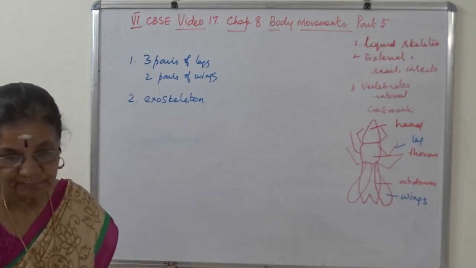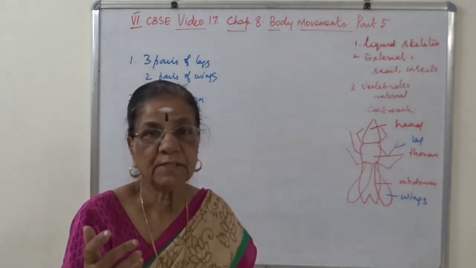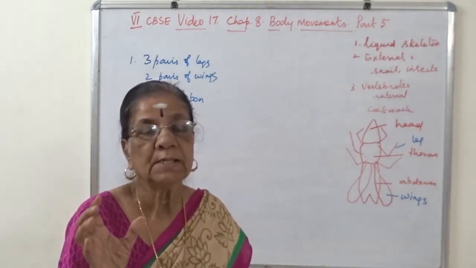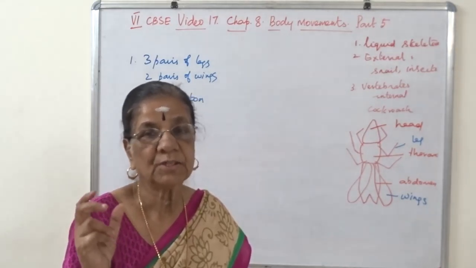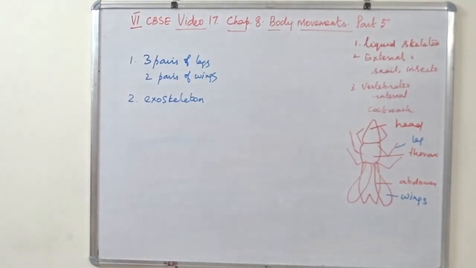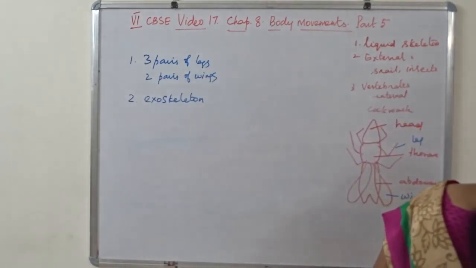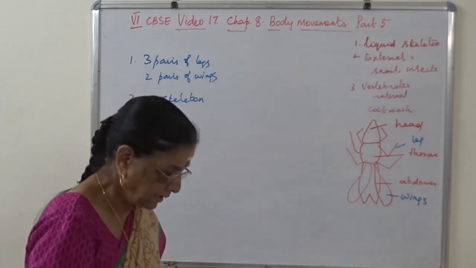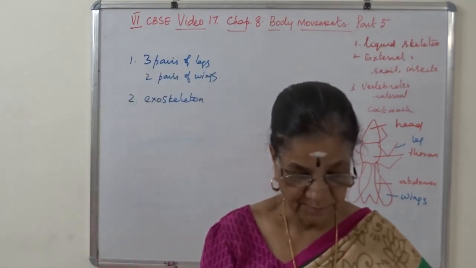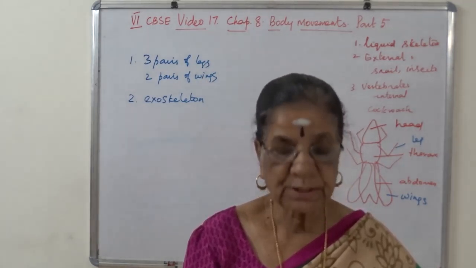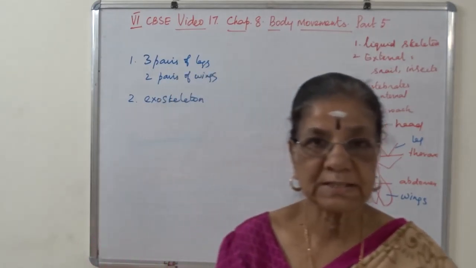The whole body is divided into head, thorax and abdomen. In the thorax portion, three pairs of legs and two pairs of wings are present, meant for locomotion. I hope you are listening. The cockroach is another invertebrate that has an external skeleton. It is an insect with three pairs of legs and two pairs of wings attached to its chest. Chest is the thoracic region.